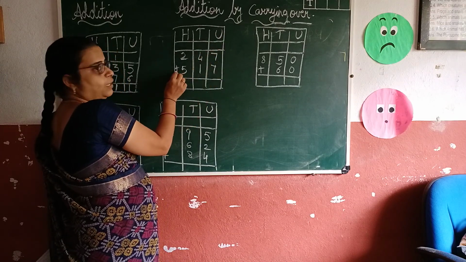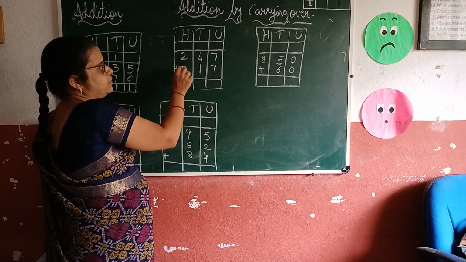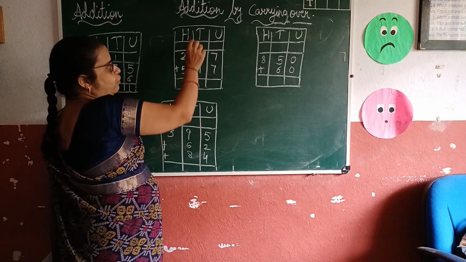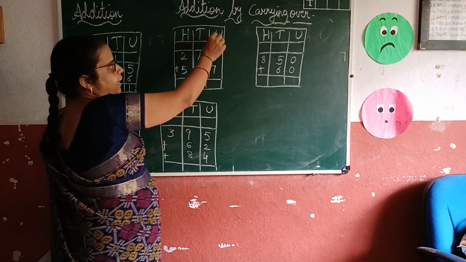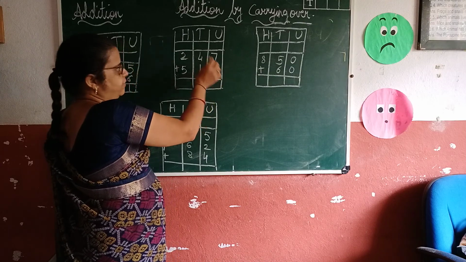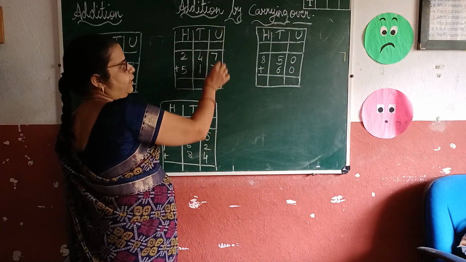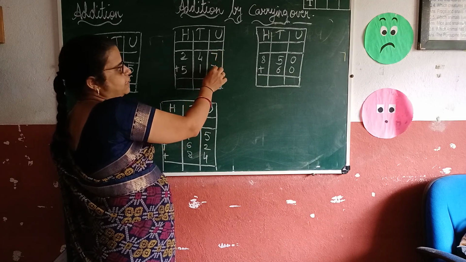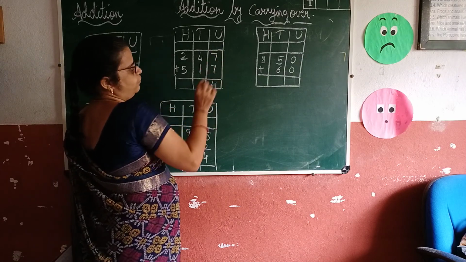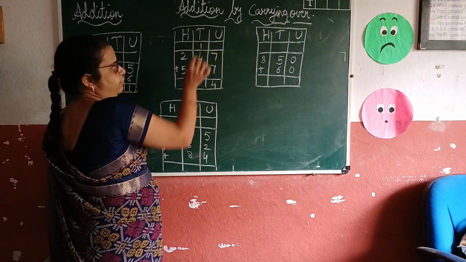So you have to do a plus sign. Again, in the hundreds column you have to write a 5, in the tens column a 1, and in the units column a 7. So in the units column, first we have to add on this side. In the units column, 7 plus 7 is 14. So write 4 here, carry 1 here.